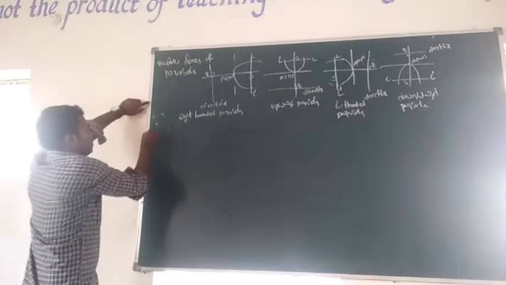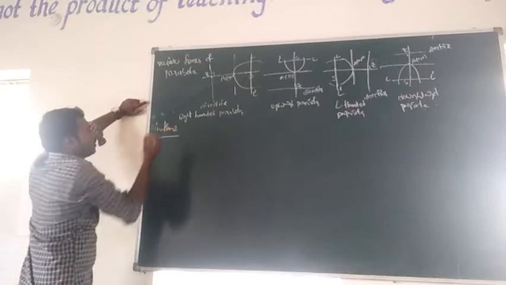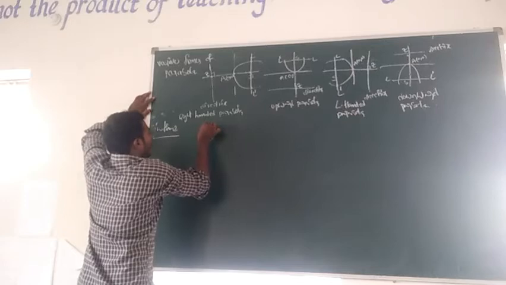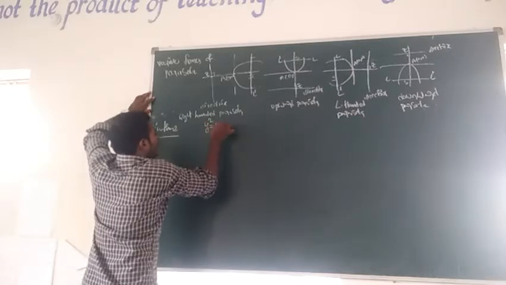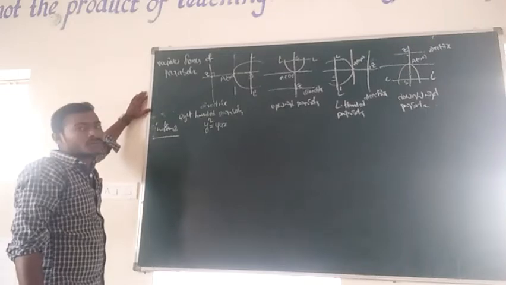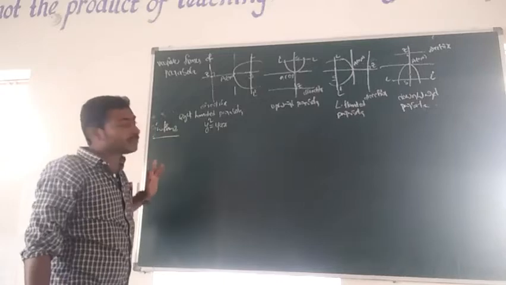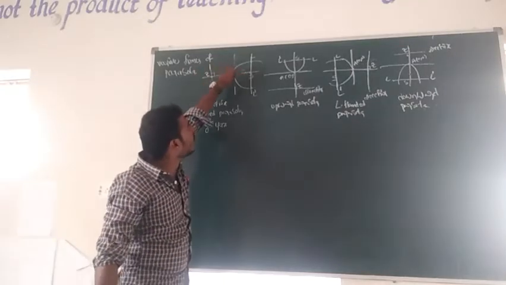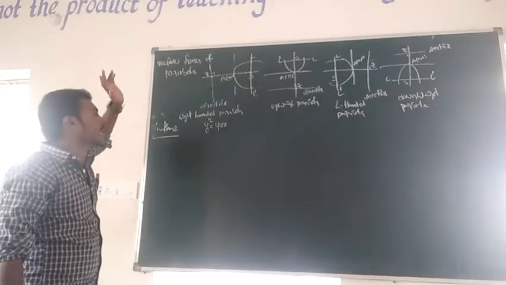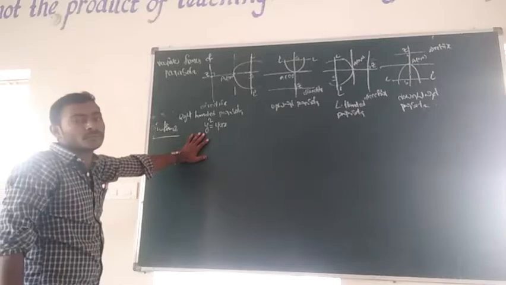Now coming to equations. This is the standard form of parabola, that is y square equal to 4ax. Why are we saying y square equal to 4ax? Because the vertex and the focus lie on the x-axis, so the standard form is y square equal to 4ax.